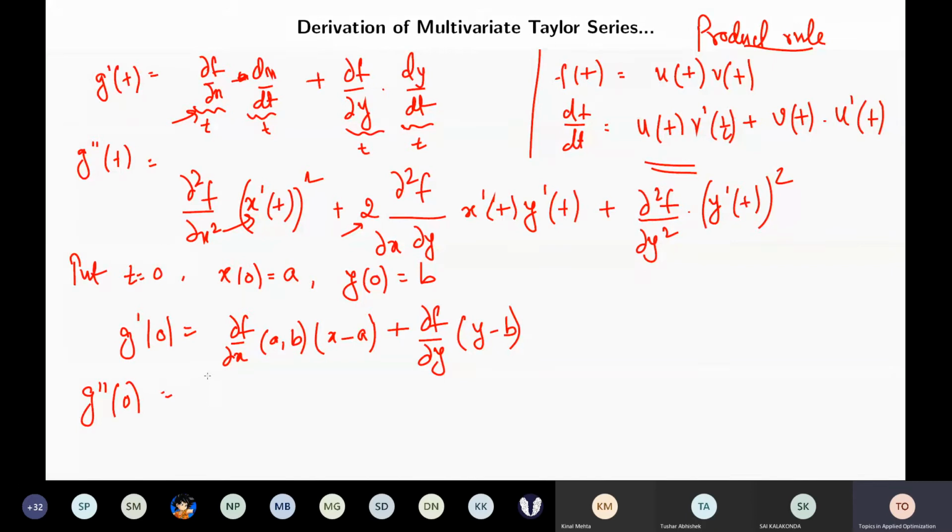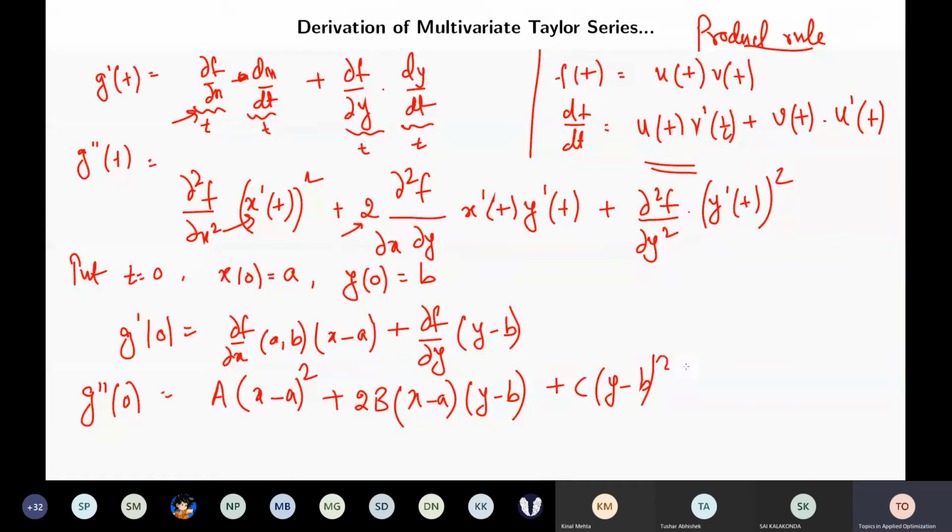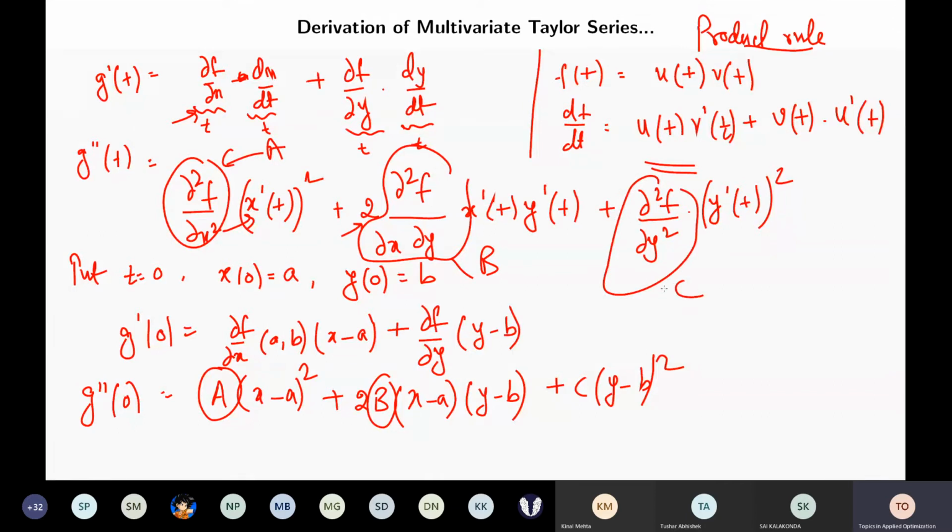So if I do the second derivative at 0, then I can write this as a. I will tell you what is: a plus 2b x minus a y minus b plus c y minus b squared. So what I have denoted as a, you can easily guess this will be this, and b will be this part here. This is b, and this is a, and this is c. We have used these notations.